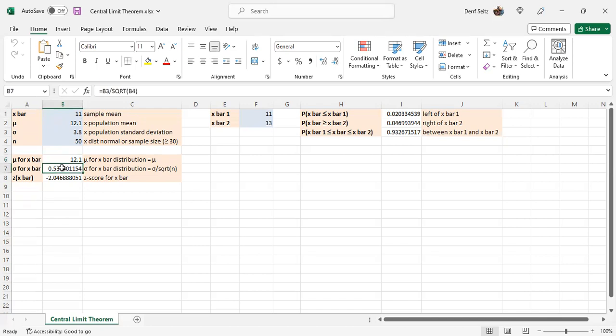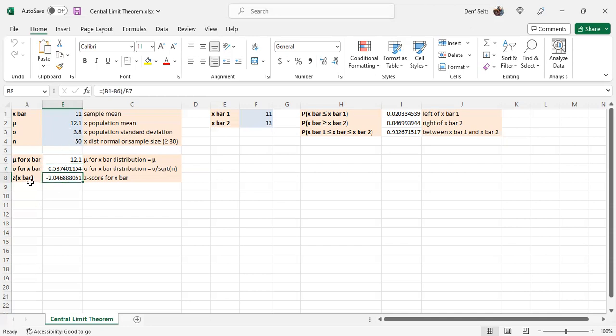Next, the Central Limit Theorem states that the standard deviation for this sampling distribution, sigma X bar, will be equal to the standard deviation of the population divided by the square root of n. So we see here for this case, 3.8 for the population standard deviation, and down here, since it's been divided by the square root of 50, it's smaller. This sampling distribution has a smaller standard deviation than the population that it's based on.